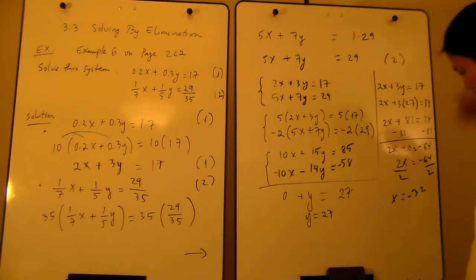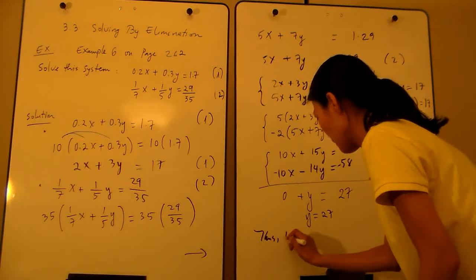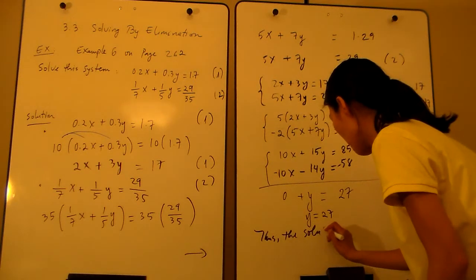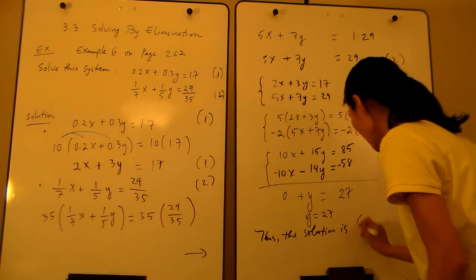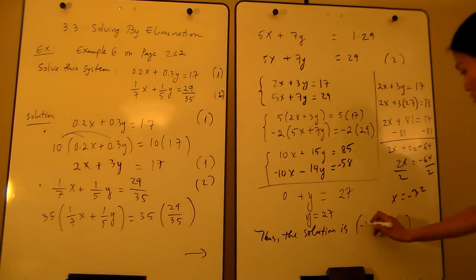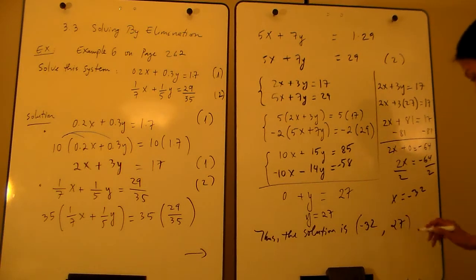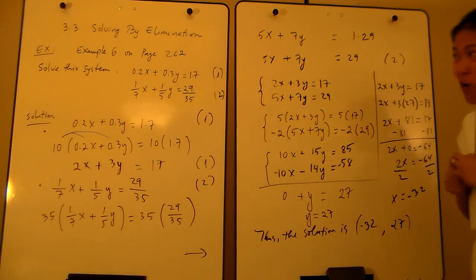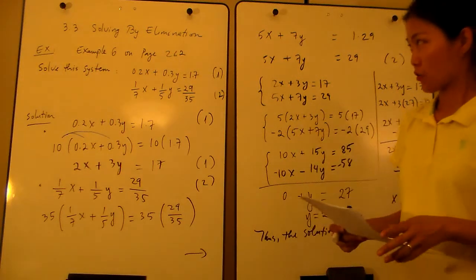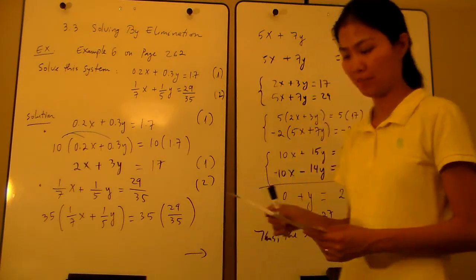Now we know x, we know y. We can say, thus, the solution is the ordered pair. What is x? First coordinate, which is negative 32. What is y? The second coordinate, 27. So this is how we solve a system of two equations using the elimination method.